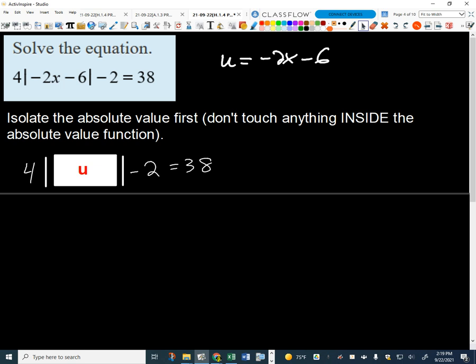I'm going to relate the way we solve this to the graph of an absolute value function in just a second. But first, let's talk about the nuts and bolts of what our process looks like. When I want to solve an absolute value equation, the first part of the process is to isolate the absolute value. That means we're not going to touch anything inside the absolute value function. In fact, I'm not even going to tell you what's in there for now. It's irrelevant.